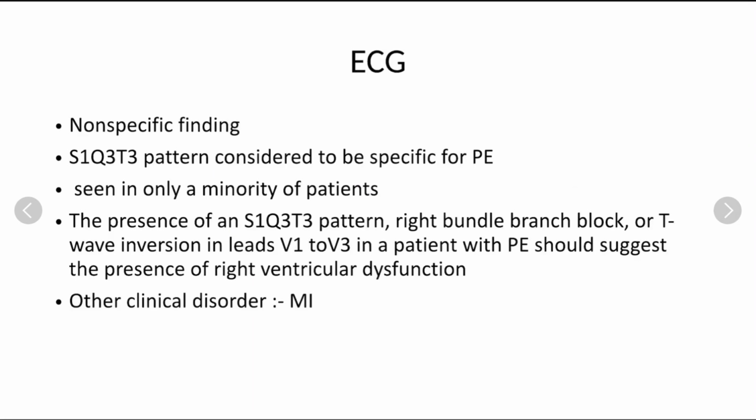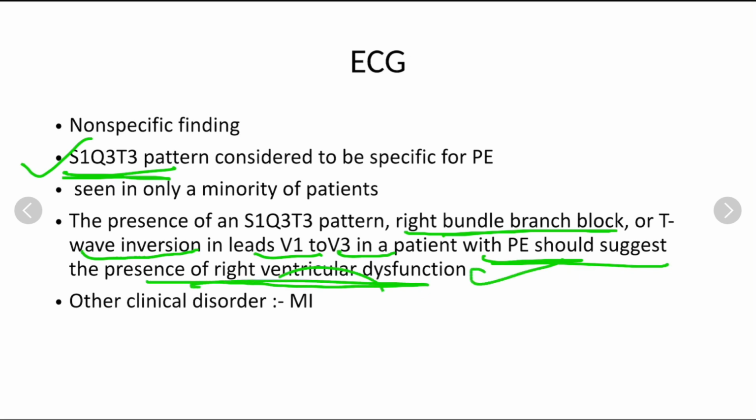Then they are talking about the ECG. ECG findings are non-specific, but if the S1Q3T3 pattern is there, then it is specific for pulmonary embolism. Very, very important. And it is seen only in a minority of patients. The presence of an S1Q3T3 pattern, right bundle branch block pattern, or T wave inversion in leads V1 to V3 in a patient with pulmonary embolism should suggest the presence of right ventricular dysfunction. So then we can tell it is because of pulmonary embolism. Other clinical disorders like MI could also be there.